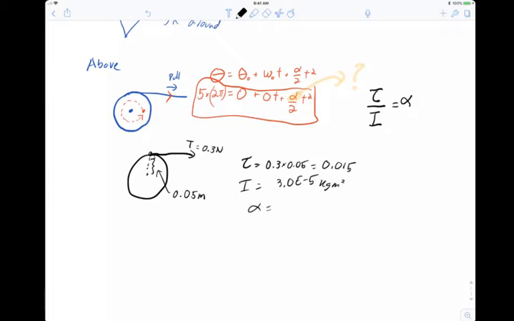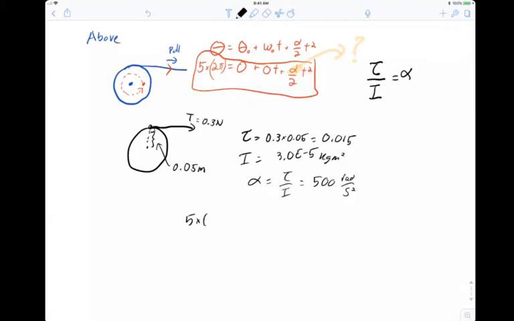So the acceleration is torque over I, which is 500 rad per second squared. Well, that is indeed rad. So 5 times 2 pi equals 500 divided by 2 times t squared. t is equal to the square root of 5 times 2 times pi divided by 500 times 2. The answer is 0.35 seconds. That's how long it takes to go 5 times around.